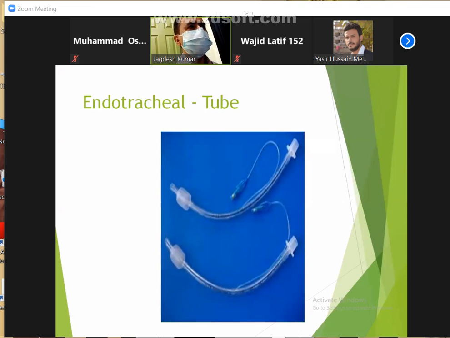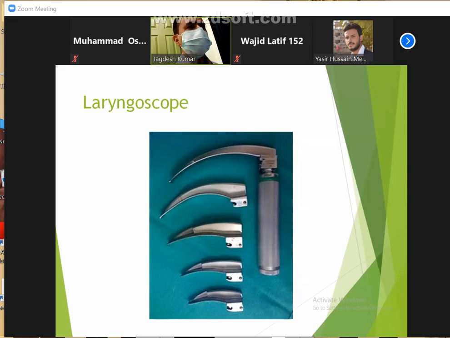What is this? First, this is the ET tube, endotracheal tube. This is used for the emergency of airway, like severe asthmatic attack, COPD, or any patient who has a risk of respiratory failure. It is used in general anesthesia as well. This is a laryngoscope. Without that, you cannot pass this endotracheal tube. With the help of the laryngoscope, you can introduce the ET tube into the trachea. These come in different sizes, from infant, small baby, to adult.